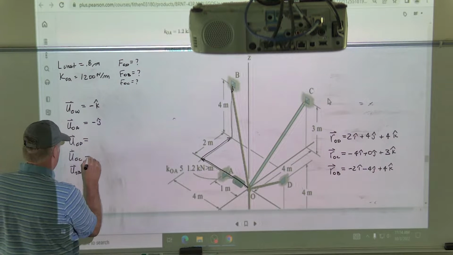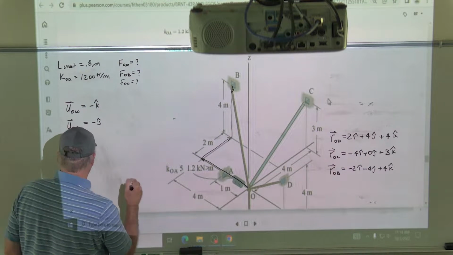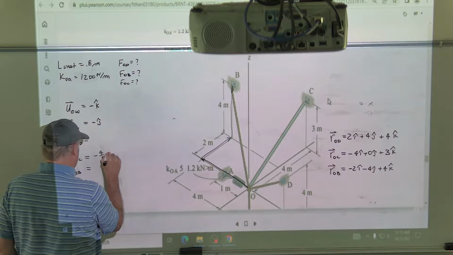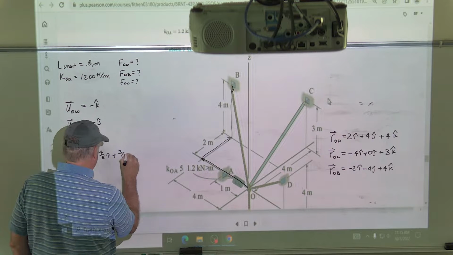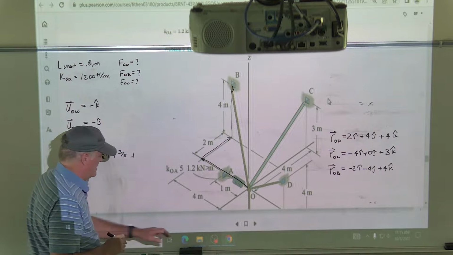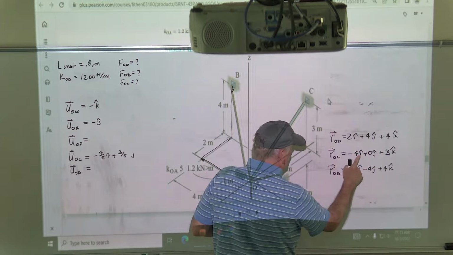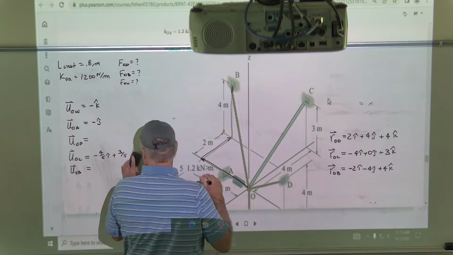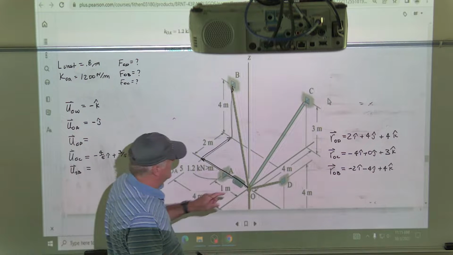Instead of trying to figure this out, the OC I can figure out. It's minus 4/5 i plus 3/5 k, because of 3, 4, if you take 4 squared and then 3 squared, square root it, you get 5. And so that one I can look at.